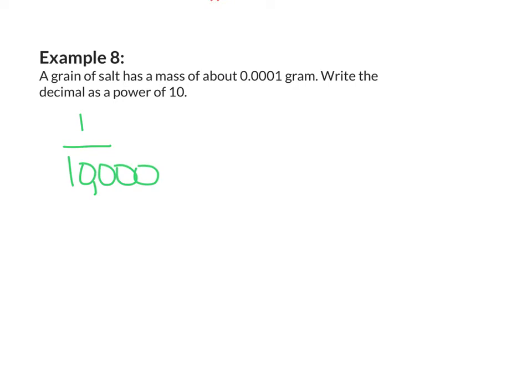Now I'm going to convert it to a power of 10. So my numerator will still be 1. My denominator will be 10. And then I'm going to count how many zeros I have. I have 1, 2, 3, 4. So it'll be a power of 4. Now I need to make my exponent negative, so I need to move it to the numerator. So my answer will be 10 to the negative 4.